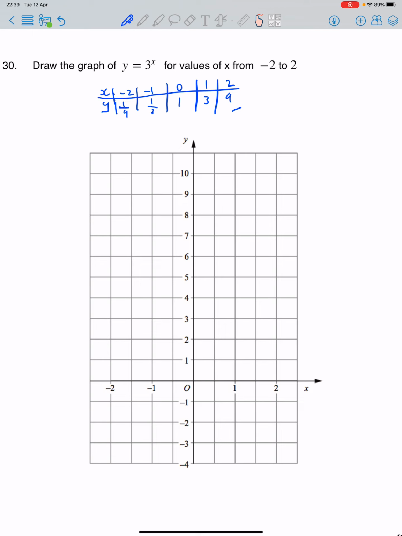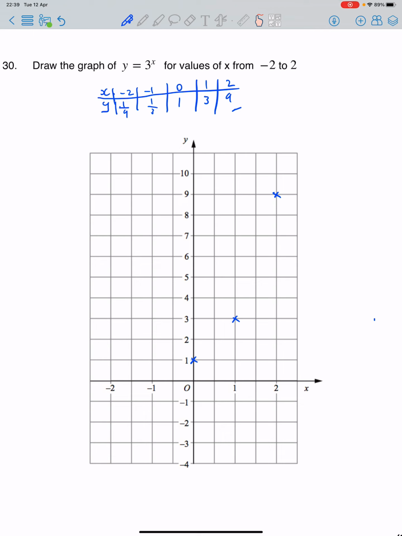Okay, so we have x equals 2, y is equal to 9. That's one point. We have x equals 1, y is equal to 3. That's another point. X equals 0, y is 1. X equals -1, y is equal to a third.